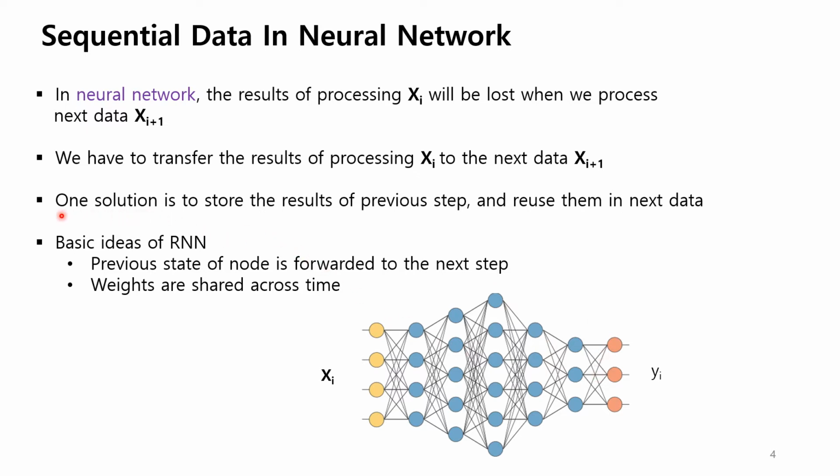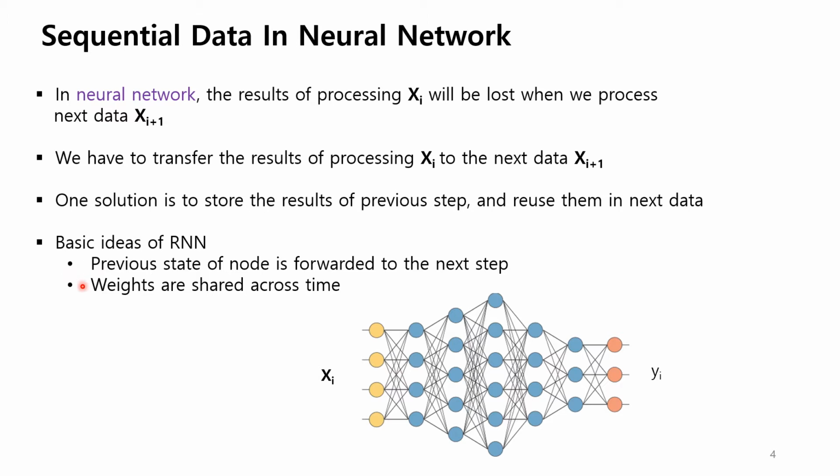So the thing is, we need a mechanism, a solution, to store the result of a previous step and reuse it in the next step. So the basic idea of RNN is that we save the previous state of the node and forward it to the next step. Okay, that's the first idea of RNN.